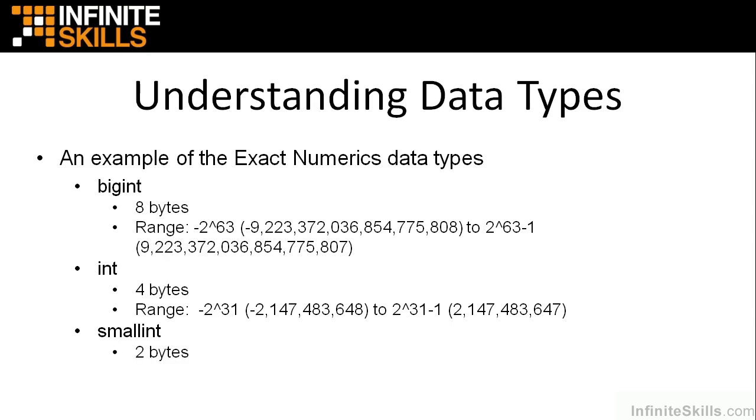Small integer takes 2 bytes, and this goes from -2 to the 15th power to +2 to the 15th power minus 1. And notice that's negative 32,768 to positive 32,767. Now, this is a more workable number for a lot of different things, but keep in mind, if you've got to store over 32,767 in that particular column, in that particular cell, you're going to have a problem.